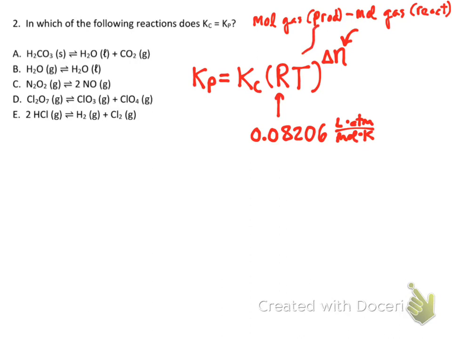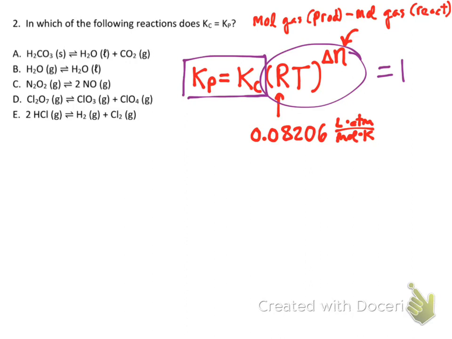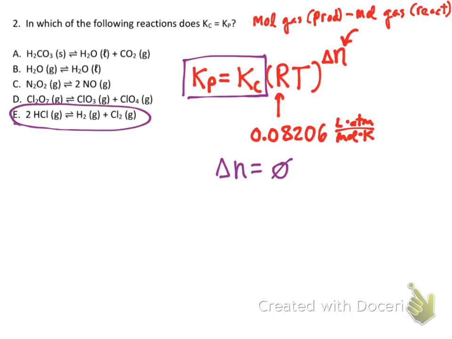So if we're trying to get Kc equal to Kp, what does that mean? If we want Kp to equal Kc, that means that we need this whole RT to the delta N term to equal 1. How can we most easily get RT to the delta N to equal 1? Well, this means that we want delta N to equal 0, because anything to the 0th power is 1, and then that will basically, in effect, turn this all into 1, and then we'll have Kp equals Kc. The only reaction where this holds true is reaction E, because we have 2 moles of gas in the products and 2 moles of gas in the reactants.